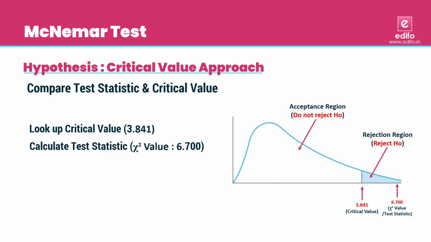If the chi-square test statistic is greater than the critical value, we will reject the null hypothesis. Otherwise, we fail to reject the null hypothesis. Now we can compare where it resides. It resides in the rejection region. So we can conclude that the null hypothesis is rejected. That means the advertisement campaign has an impact on our brand.